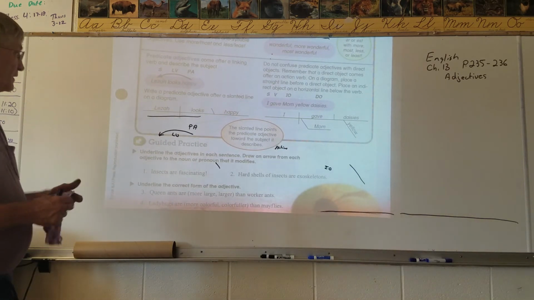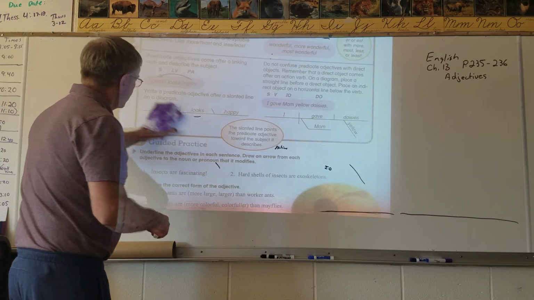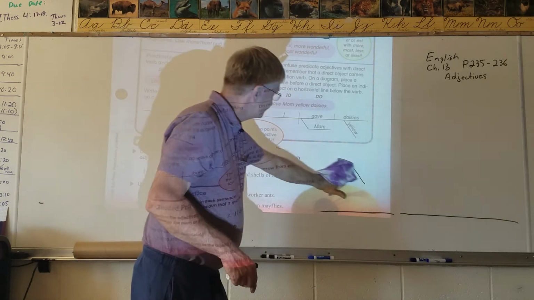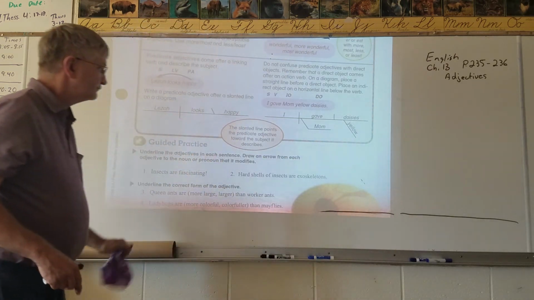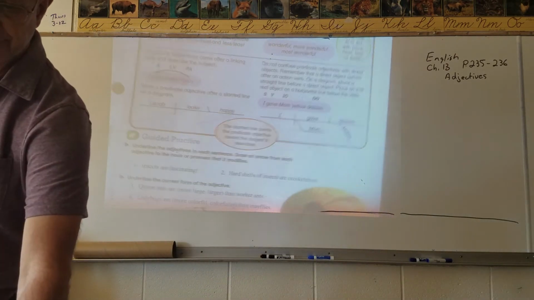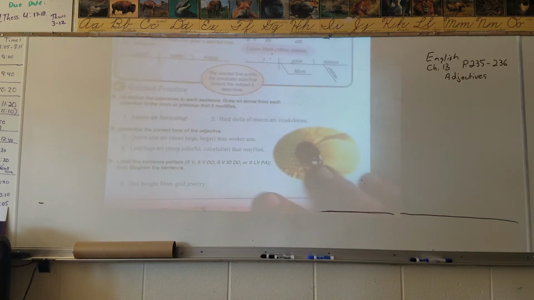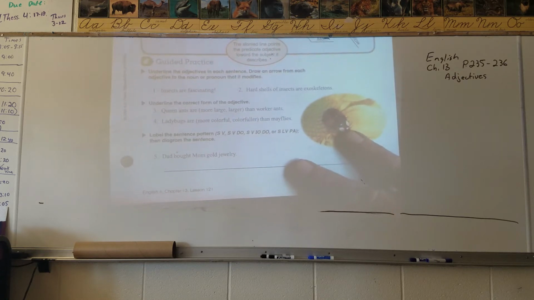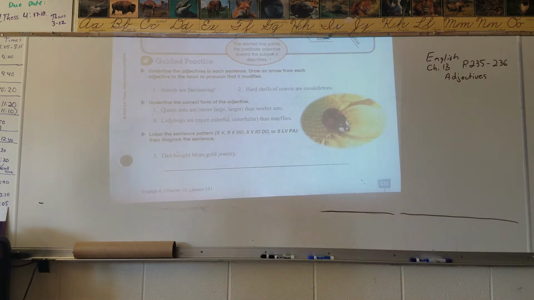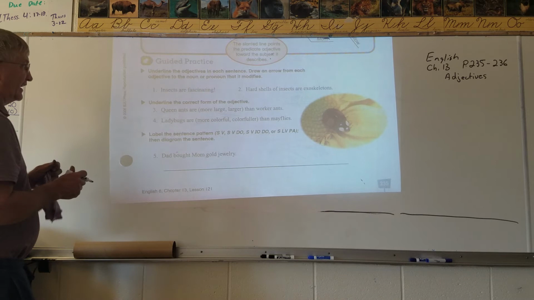And again, I'll clean up my board a little bit so we can see what we're doing. Underline the adjective in each sentence. Draw an arrow from each adjective to the noun or pronoun. Okay? So we have, first off, insects are fascinating.